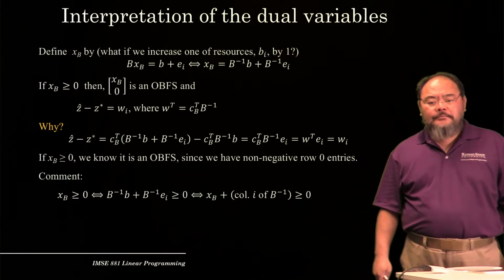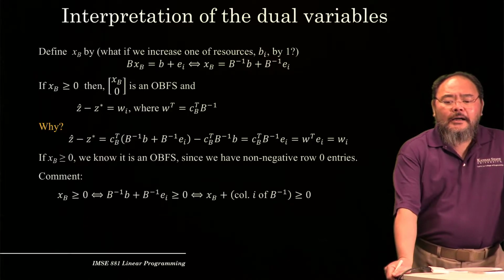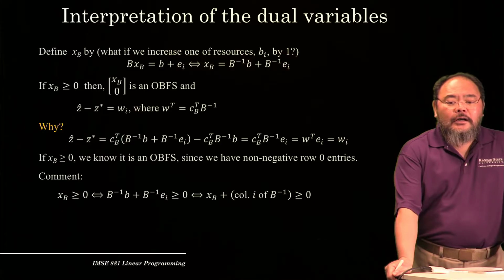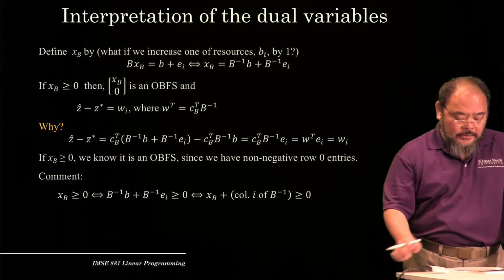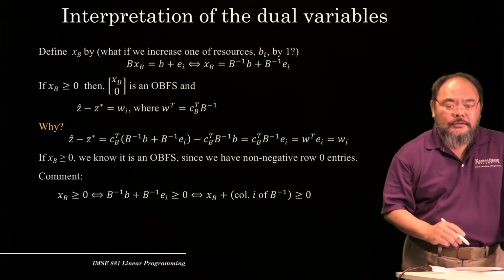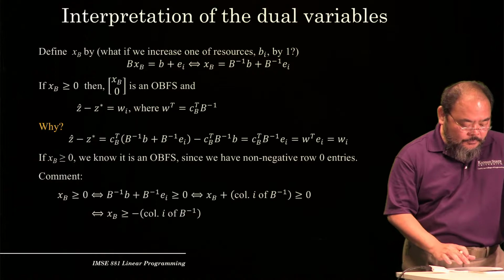So that means it depends on the column i of the B inverse, and determines if the current basic solution needs to be swapped out or not. Okay, if it is negative, we need to do one more pivot in order to get the next variable in.